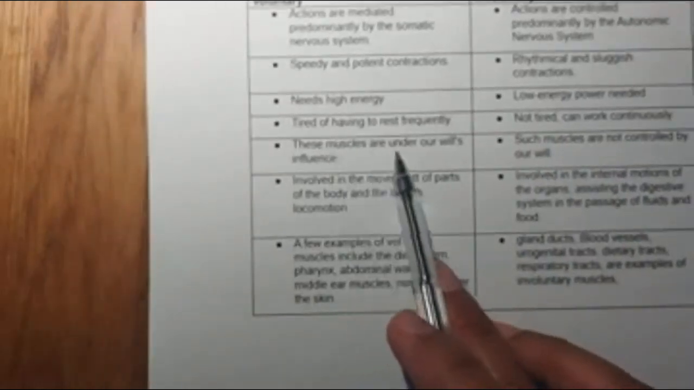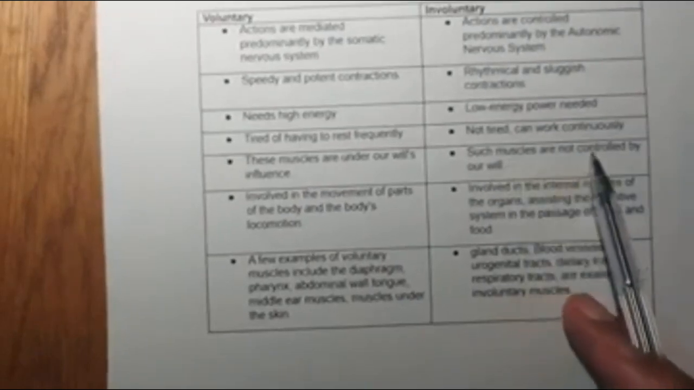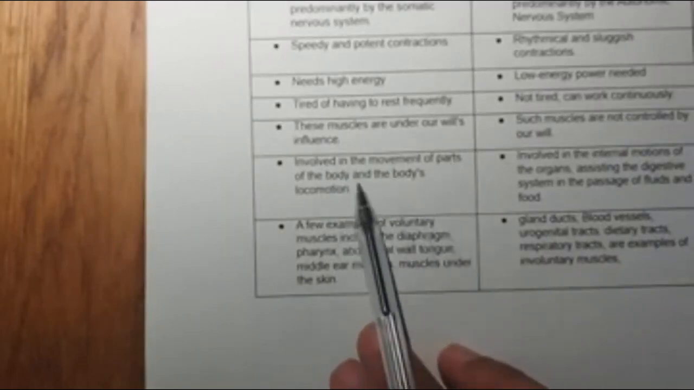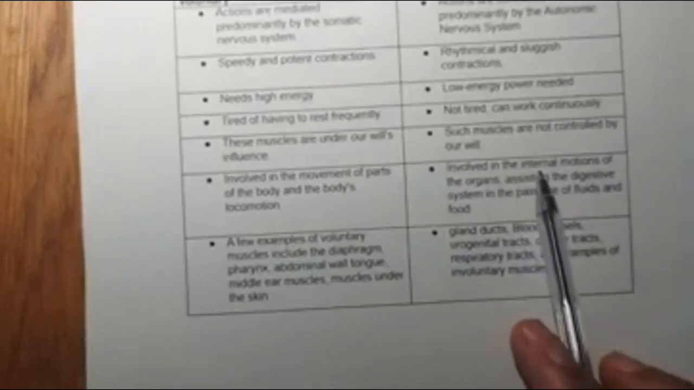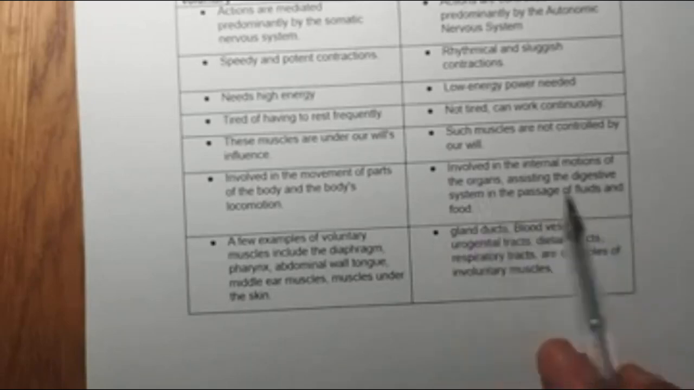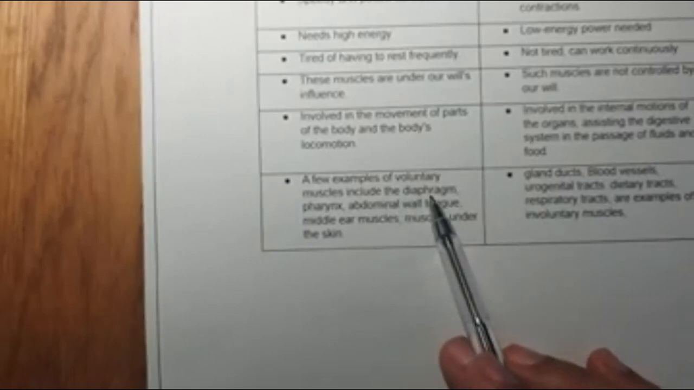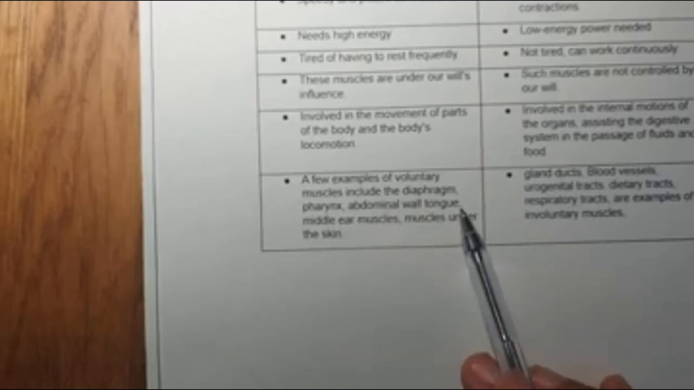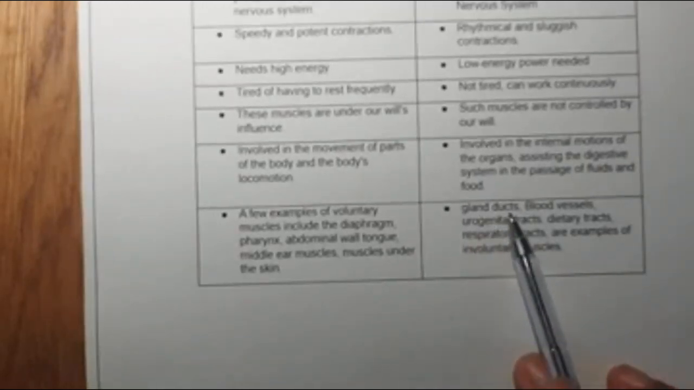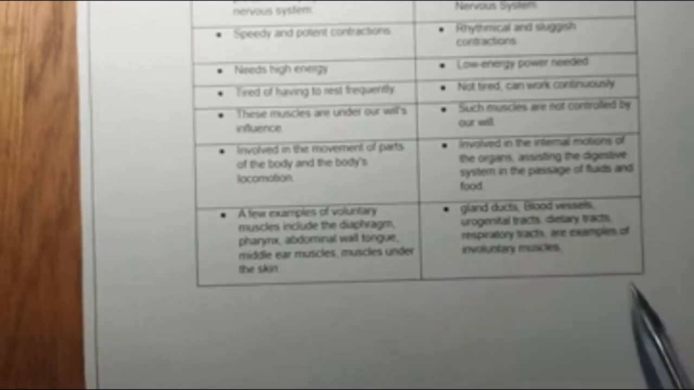Voluntary muscles are under the control of our will. We control them as per our will. Involuntary muscles are not controlled by our will. Voluntary actions are involved in movement of parts of the body and the body's locomotion. Involuntary control involves internal motions of the organs. They assist in digestion and also the passage of fluids and food in the gastrointestinal tract. Examples of voluntary muscles are the diaphragm moving for respiration, pharynx, abdominal wall, tongue, middle ear muscles, and muscles under the skin. Involuntary muscles and their actions are in gland ducts, blood vessel muscles, urogenital tract muscles, gastrointestinal tract, respiratory tract, and heart muscles.